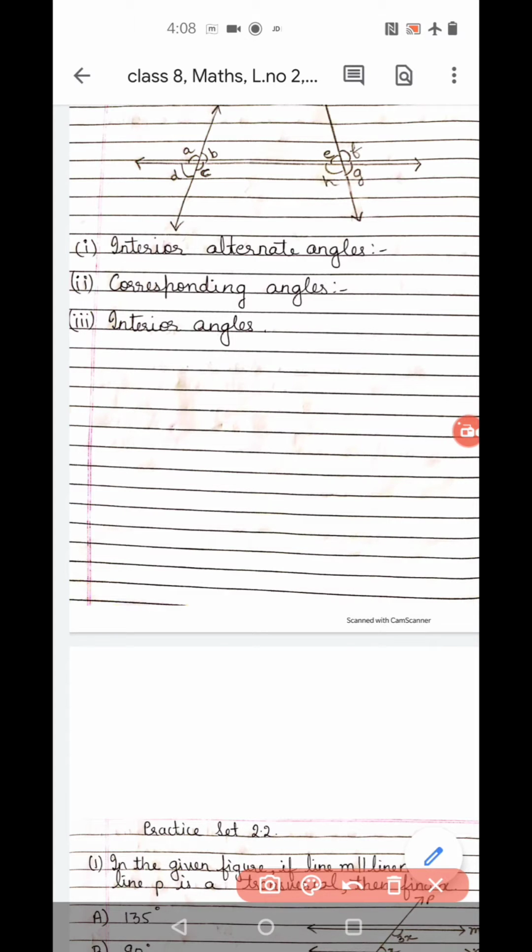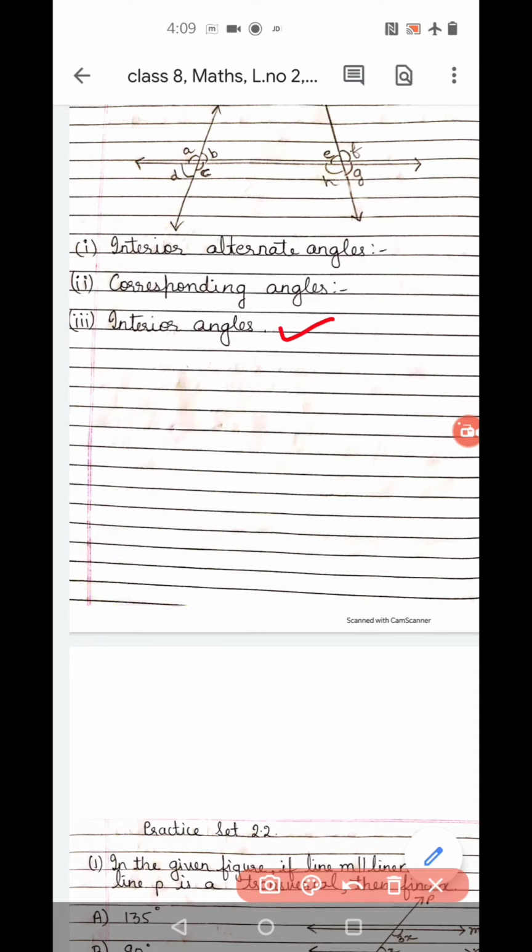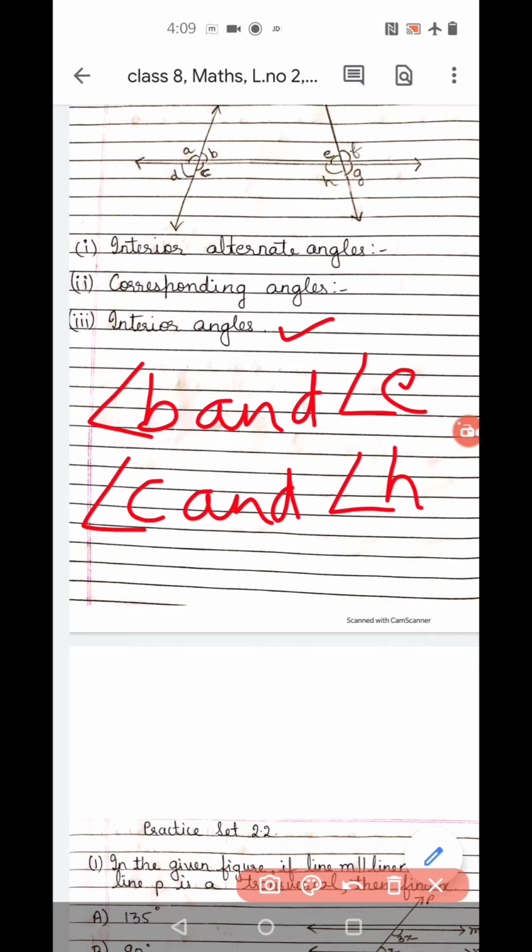Next is corresponding angle. It is very easy. First we will write angle D and angle E. Then next is angle B and angle F, then angle D and angle H. Interior angles are on the same side of the transversal, that is angle B and angle E, on the same side in the inside, and then angle C and angle H. These are the pairs of interior angles.